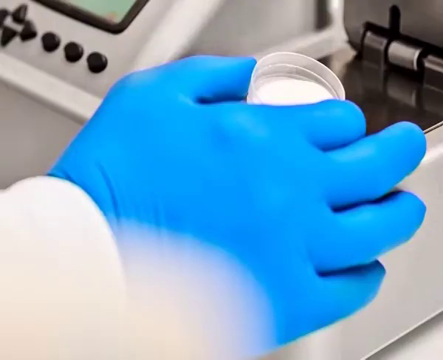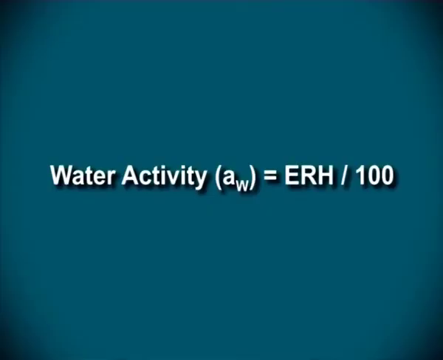It can be simplified as the ratio between the vapor pressure of the food when in completely undisturbed balance with the surrounding air and the vapor pressure of pure water under identical conditions. Water activity in practice is measured as the equilibrium relative humidity, abbreviated as ERH, and is given by the formula: water activity, that is aw, is equal to ERH divided by 100. Various organisms thrive at varied water activity. A few are listed in table 3.